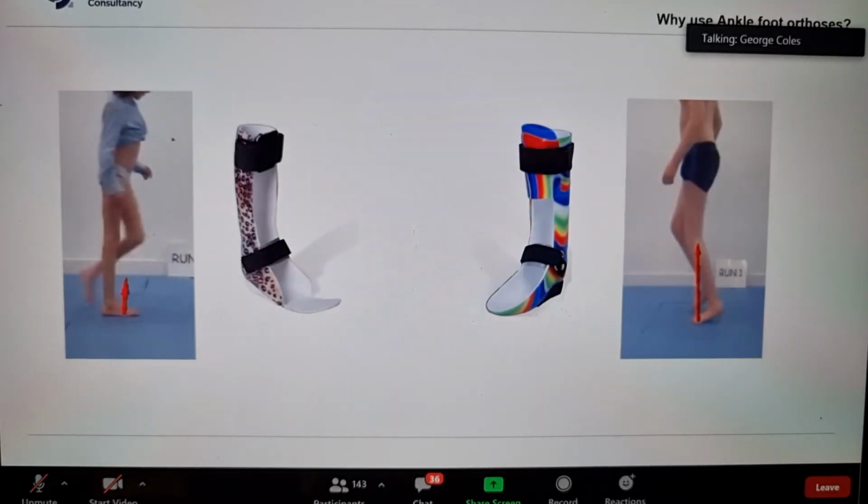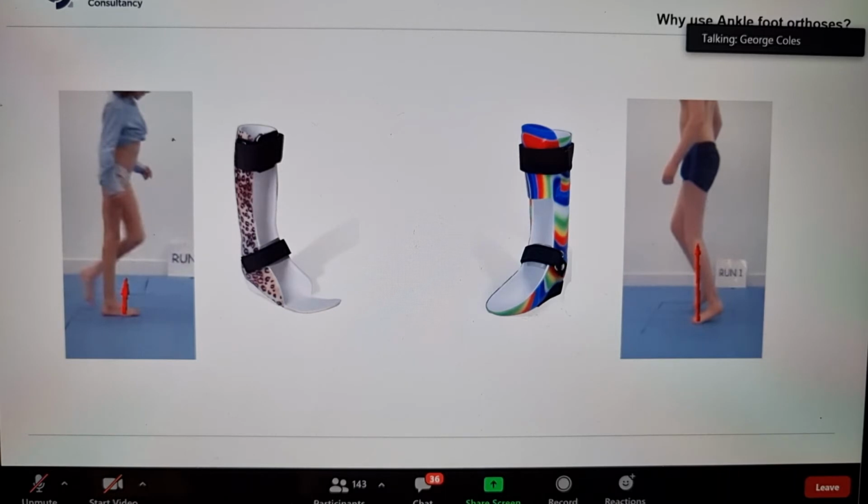Okay, so why use ankle-foot orthoses? Here we have two pictures of patients in our gait lab. One on the left has a hyperextending knee, a very classic cerebral palsy presentation, and the same on the right, not fixed flexion, but a flexion crouch style gait. Those are typically the two main ones that we would see.